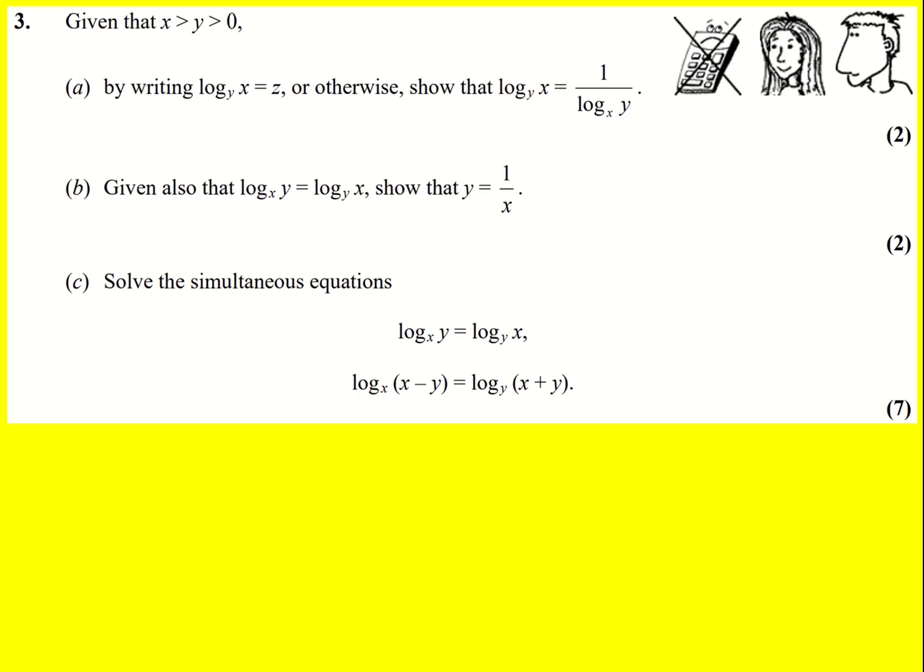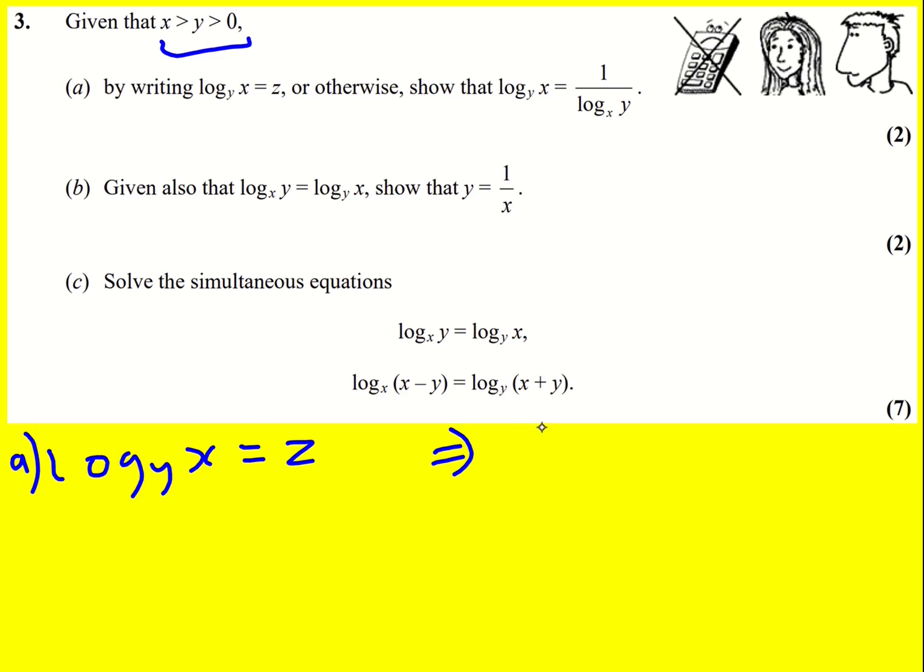Some logs to deal with here, and we're told that x and y are positive. We're first asked to write down, this is part A, log of x to base y is equal to z, and show that log to base y of x is actually 1 over log to base x of y. So we're going to have to undo the logs and try and take x as the base.